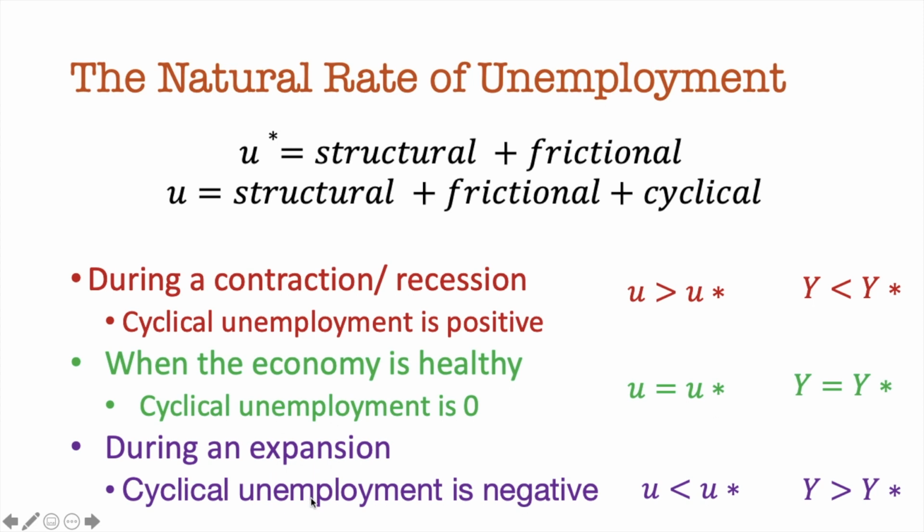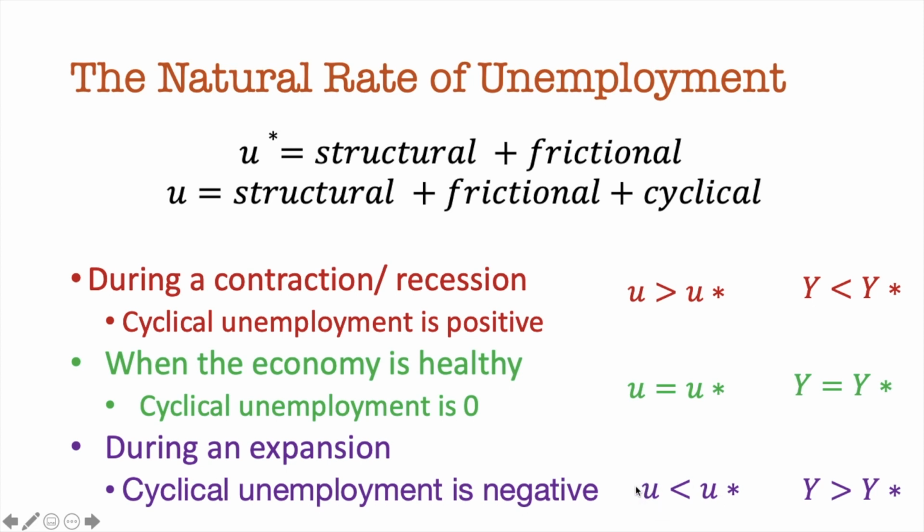The last stage in comparison here is during an expansion. An expansion is when the economy is growing rapidly, and it's really growing at a rate that is a bit unsustainable. It's above what we can maintain in the long term. So when that happens, we're going to have a negative number for cyclical unemployment. If I add a negative number into this equation, it's going to mean actual unemployment is less than the natural rate.